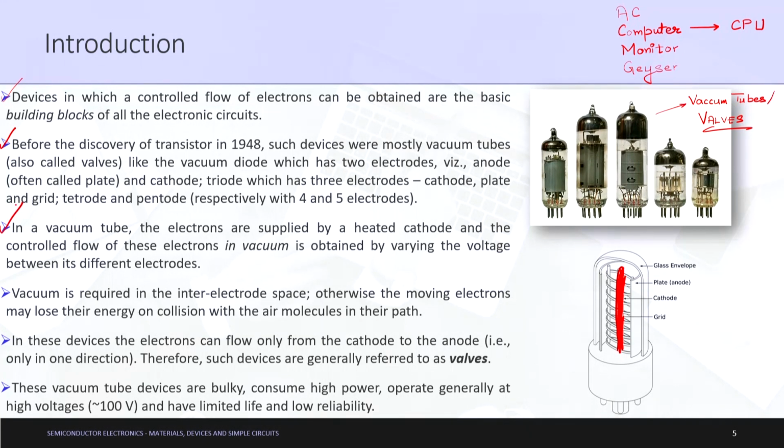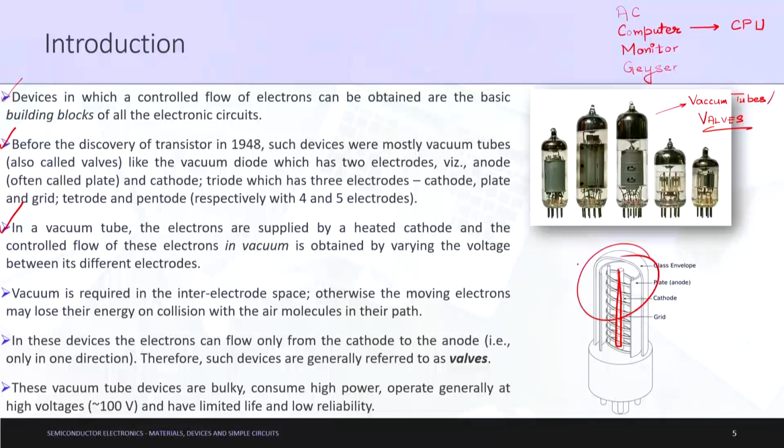So it is a simple mechanism: you just try to heat it. Heating it leads to the movement of electrons, and because of these electrons we make sure that the controlled flow of electrons is happening. If the controlled flow of electrons is happening, that means the current is being passed from, let us say, point A to point B.